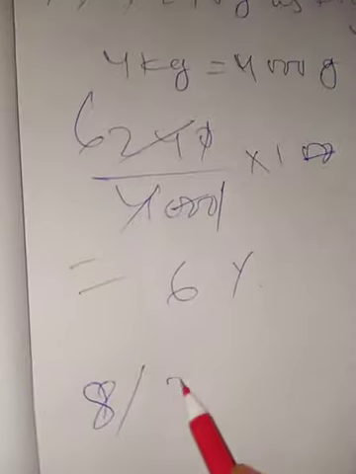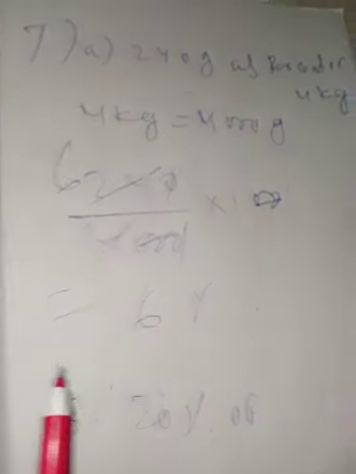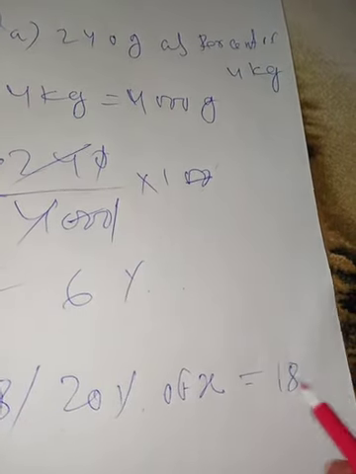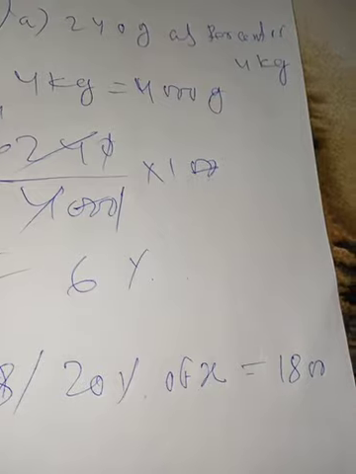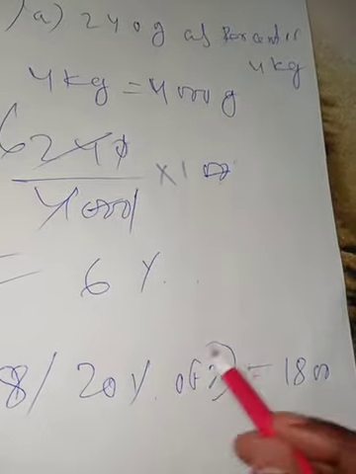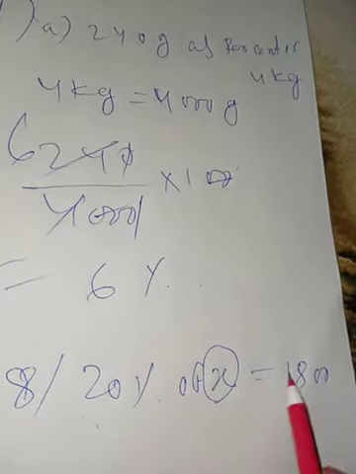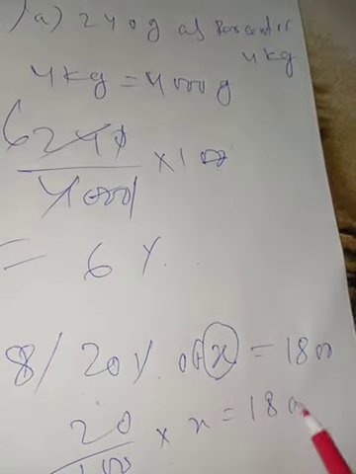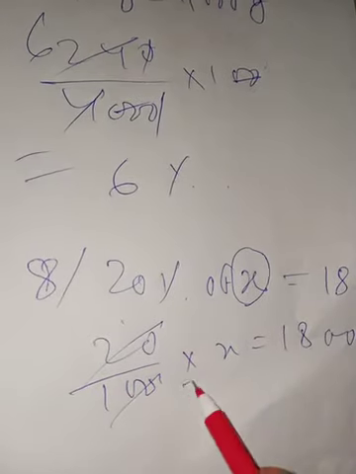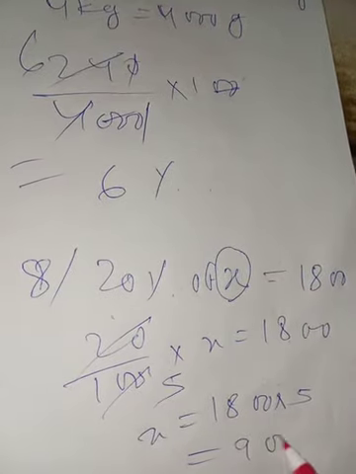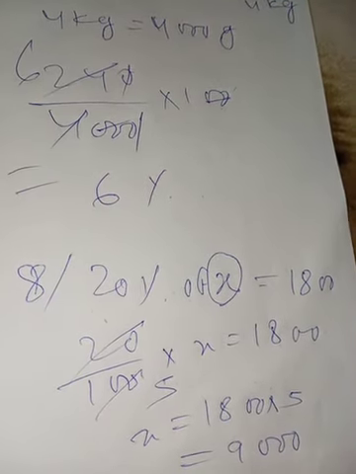So I got 20% of monthly income. Monthly income I am assuming that is X. So 20% of X is 1800. Because it is said whatever amount he deposit in the bank, that is 20% of his monthly income. So follow the previous procedure, you can solve the math. ₹9,000. So his monthly income is 9,000.